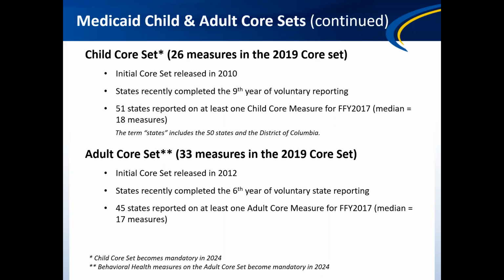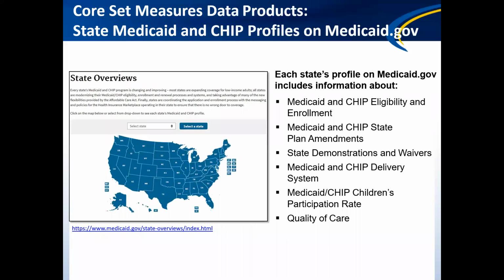So on the next slide, what do we do with the data that states report to us? We publicly release data on measures that 25 or more states report to us in adherence with the technical specification. So when we have relatively comparable data from 25 or more states, we make those data publicly available in a variety of different ways and formats.